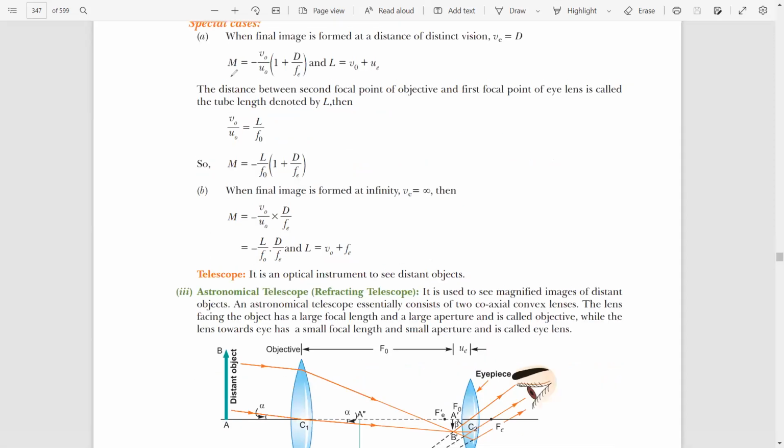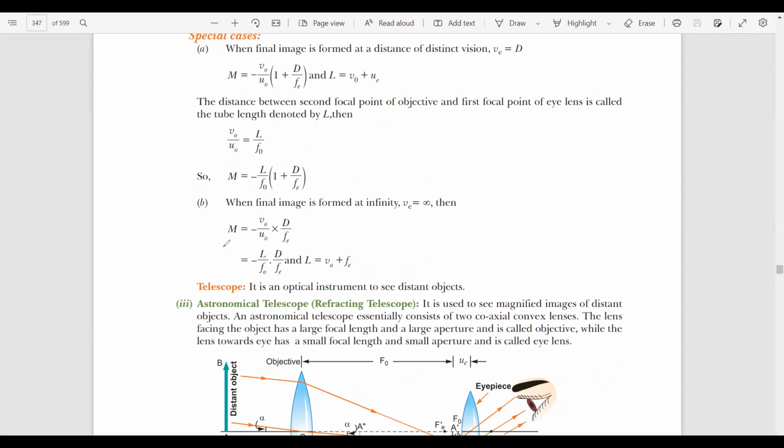And when the final image is formed at infinity, V equals infinity. With the same formula, you write Vo by Uo into D by Fe.